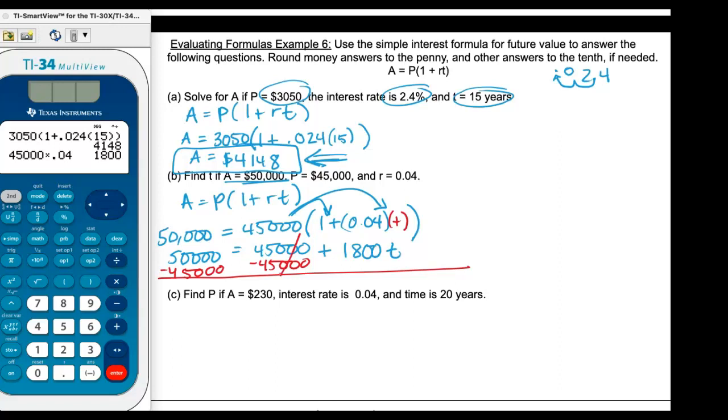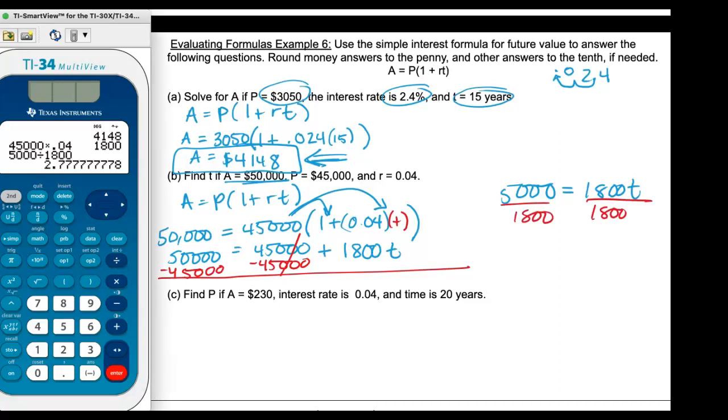So those just cancel. And then on the left-hand side, I have 50,000 minus 45,000. So that's just 5,000 on the left, and then 1,800 t on the right. And so now all I have to do is divide both sides by 1,800. So 5,000 divided by 1,800, and I'm left with t equals 2.777. So those are repeating there.